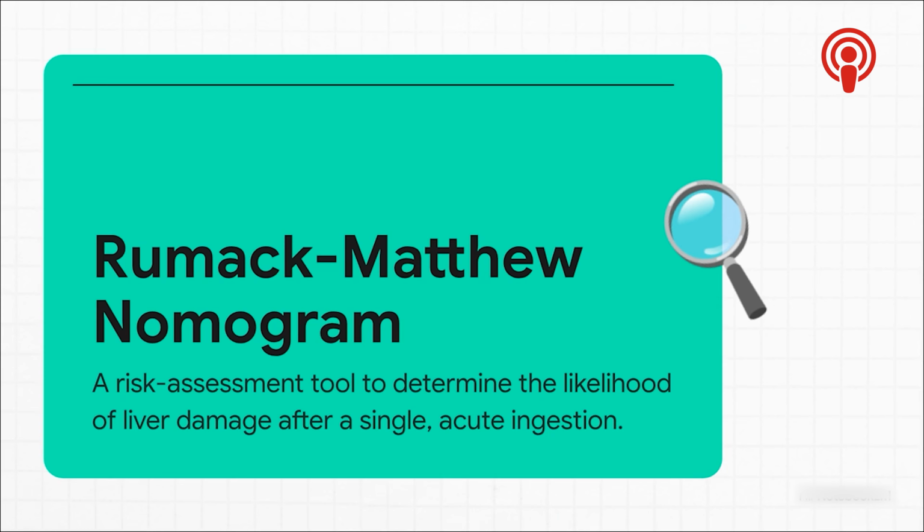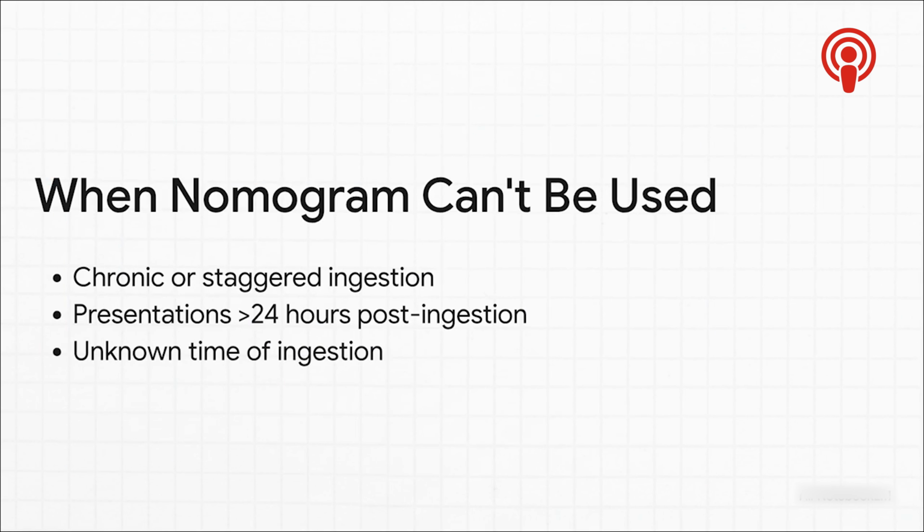Sounds complicated, but it's basically a risk assessment chart. It tells you, based on that blood level and the time, just how likely it is that the liver will be damaged. This thing is a game changer. But, and this is super important, this amazing tool has its limits. It only works for a single, one-off overdose. If someone has been taking too much over a few days, or if they show up a day later, the nomogram is useless. You just can't use it. You have to rely on other clues.